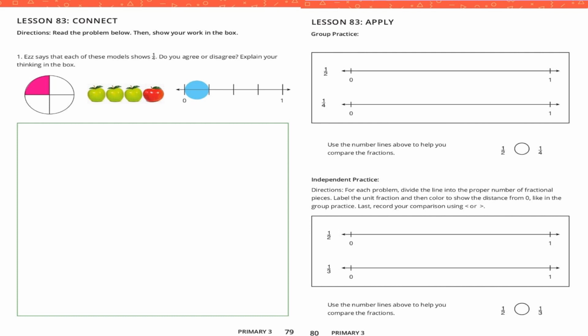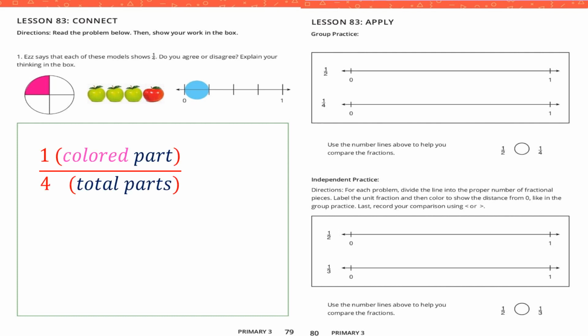How many colored parts here? How many colored parts? Yes, 1 colored part out of the total parts. The total parts, it means the colored and not colored. 4 total parts. So the fraction here is 1 out of 4. 1 colored part out of the 4 total parts.